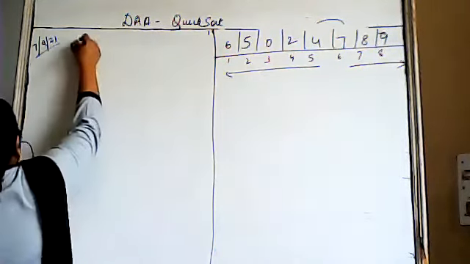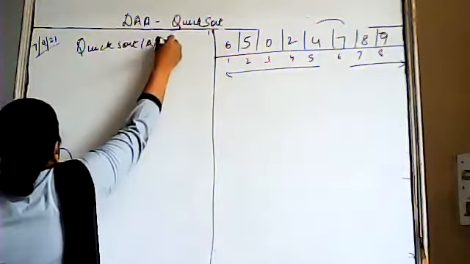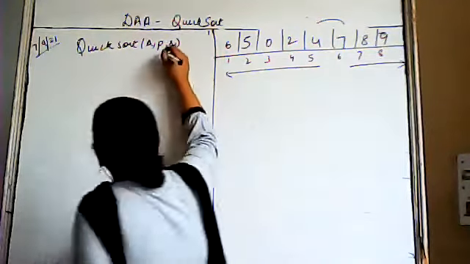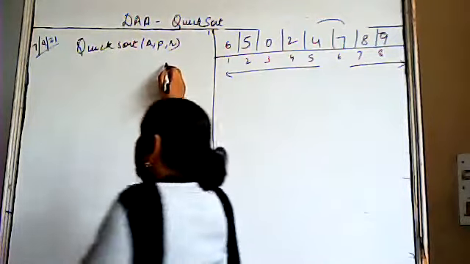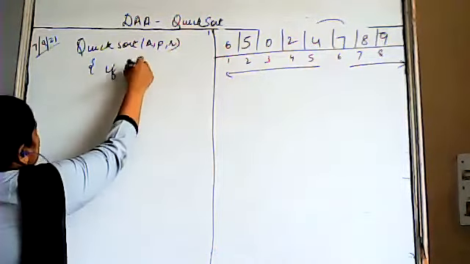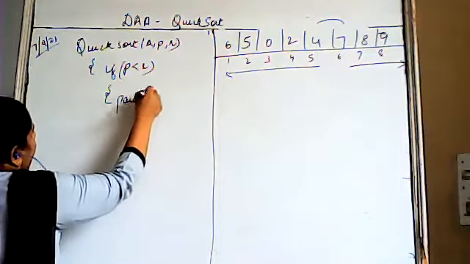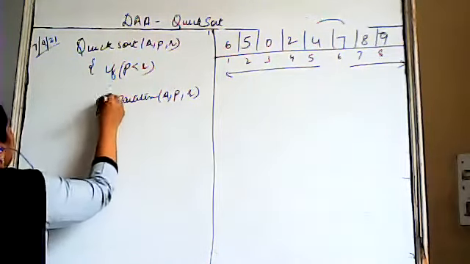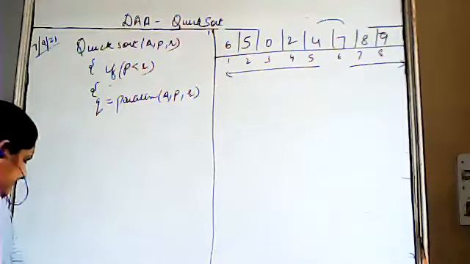Now I will write the algorithm for the quick sort. So quick sort will have the array of elements. P is the beginning index and R is the last index. Okay. Now this algorithm will execute only if P is less than R. Then you will call partition A comma P comma R. So this will be equal to Q, that is the element position which was returned to us.